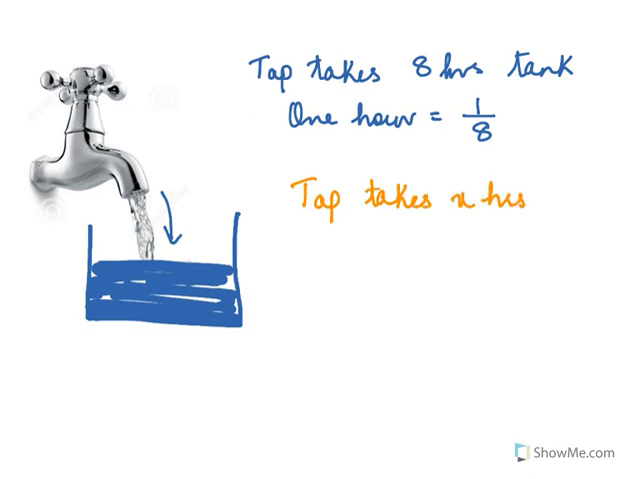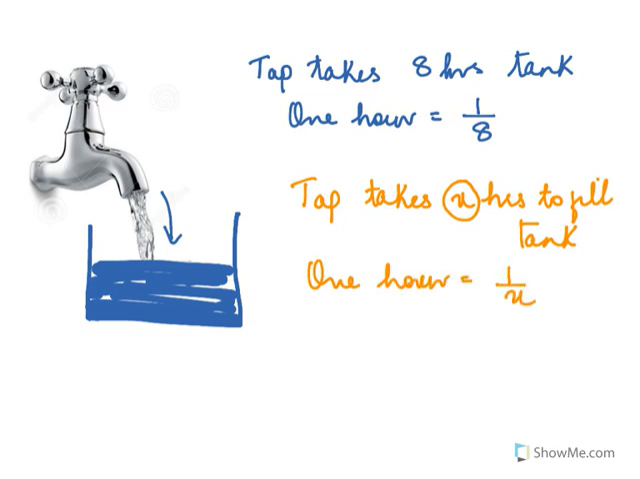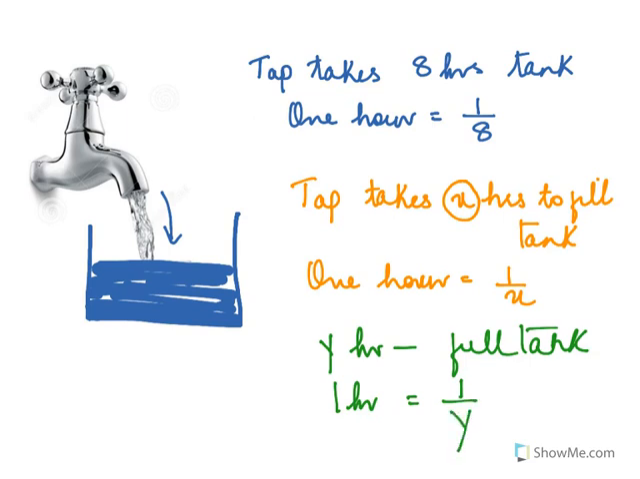And now let's assume, for another example, that the tap takes X hours. We do not know how many hours it takes to fill the tank. X hours, we don't know the number. Therefore, in 1 hour it would fill 1 by X. If it takes Y hours to fill the full tank, therefore in 1 hour it would fill 1 by Y.